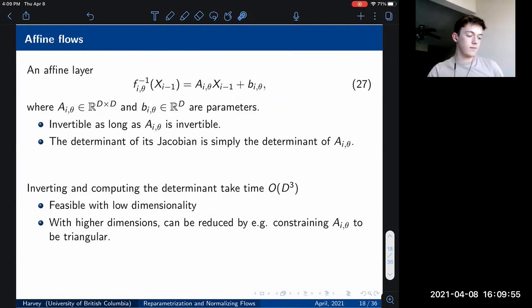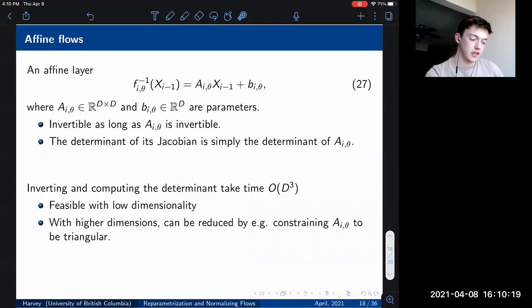So the previous slide we saw element-wise flows can be thought of as like the activation function in a neural network. This can be thought of as kind of like the linear transformation in a neural network. So similarly, we just have this weight matrix A and a bias vector B. And then the transformation is just multiply x by the weight matrix and add the bias vector.